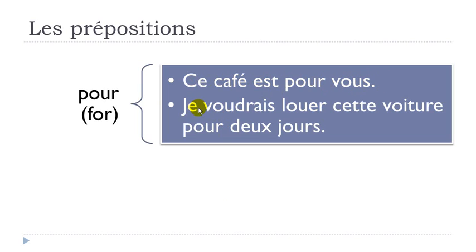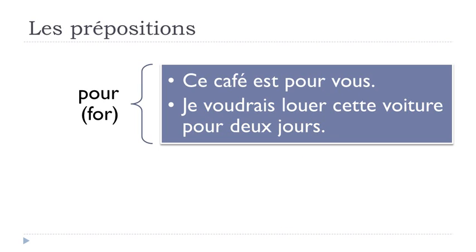Second example, je voudrais louer cette voiture pour 2 jours. Okay, so remember here we've got this conditional form. So I would like to, louer means to rent, cette voiture, this car, pour 2 jours, for 2 days. Okay, je voudrais louer cette voiture pour 2 jours.